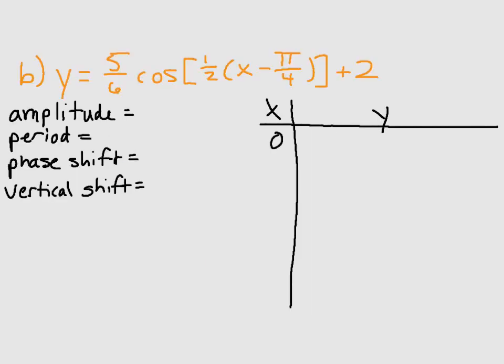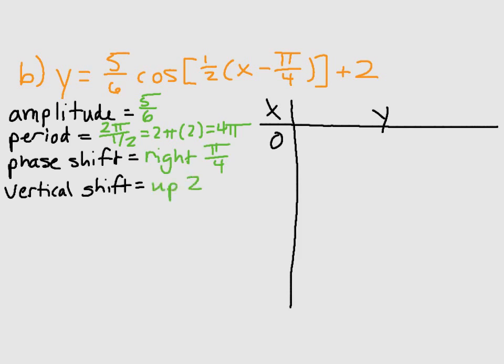Okay, so let's do that for the second example. So I have y equals 5/6 cosine of 1/2 times x minus pi over 4 plus 2. Okay, so here we're going to have an amplitude of 5/6. Our period is found by taking 2 pi divided by our k value, which is 1/2. So remember that's the same thing as saying 2 pi times 2, which is 4 pi. Phase shift is negative pi over 4, so that means I'm moving it to the right pi over 4. And then plus 2 means I'm moving it up 2.